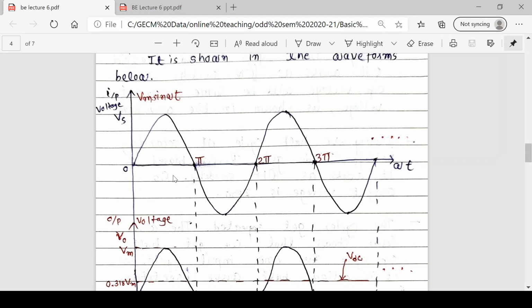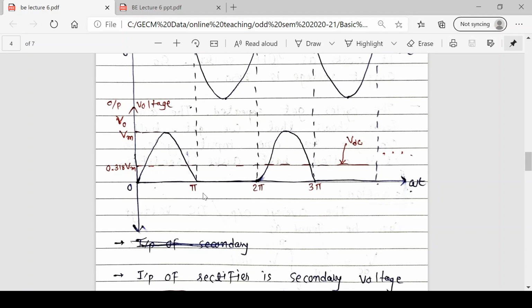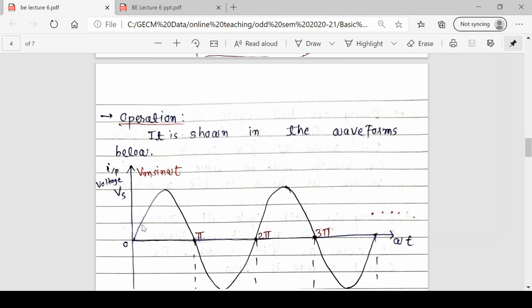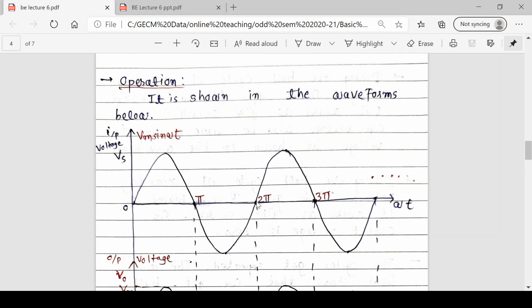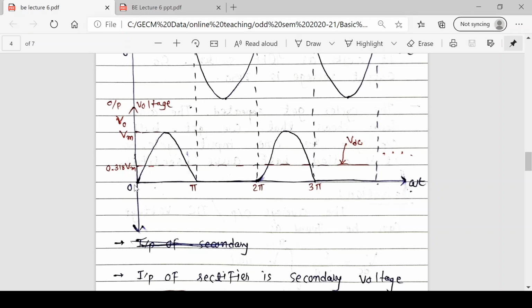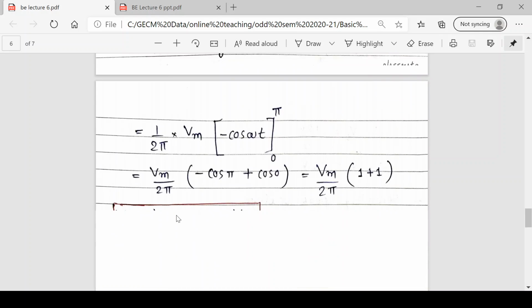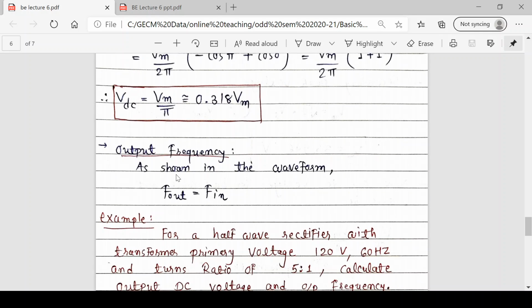So that means you can say input frequency and output frequencies are same, because input cycle also ends at 2 pi and new cycle starts after 2 pi. Likewise, output cycle also ends at 2 pi and new cycle starts after 2 pi. So we can say that output frequency in half wave rectifier is same as input frequency.